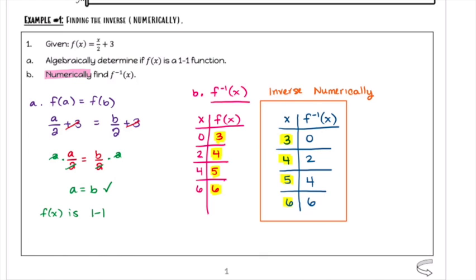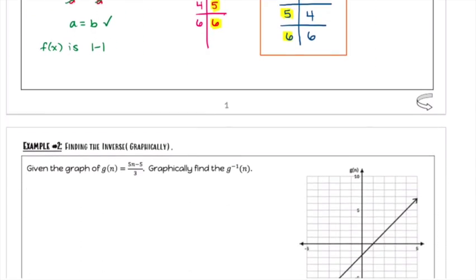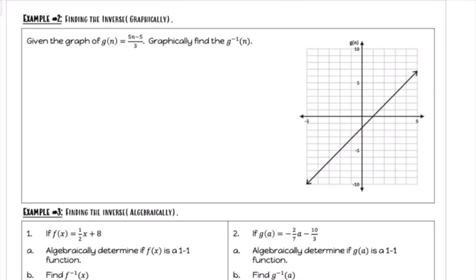So if they ask me to numerically determine the inverse of a function, all I need to do is look at the calculator, get some original points, and swap the x and y. Switch the x and y's for my numerical inverse. Let's look at example number 2. Finding the inverse graphically. So here we have given the graph of g of n.